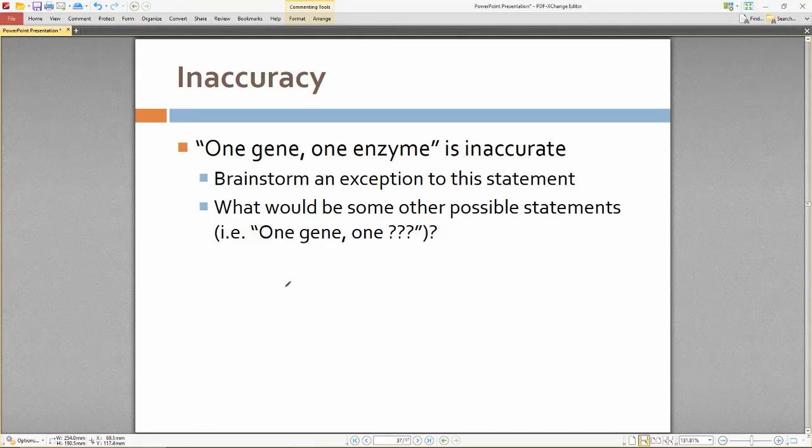So could you guys name some other possible statements? So if we had, let's say, one gene, one protein. How is one gene, one protein different from one gene, one enzyme? And I want you guys to think about examples. Yes, that's a good point. What about one protein always being one enzyme? Is that true?